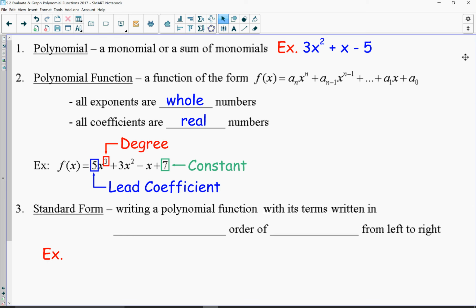So these polynomial functions can all be written in standard form. That means your terms are written in descending order of the exponents from left to right, meaning the largest exponent goes on the left, so it goes first. And as you move to the right, you go down in that exponent size. So an example here, notice we don't have an x squared term, so we just skip that term, and this would still be standard form.